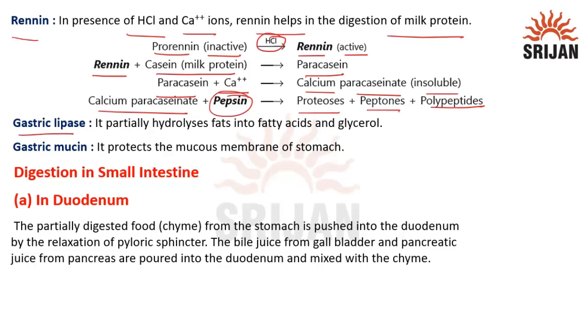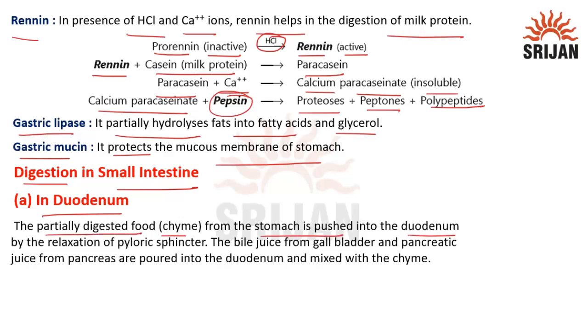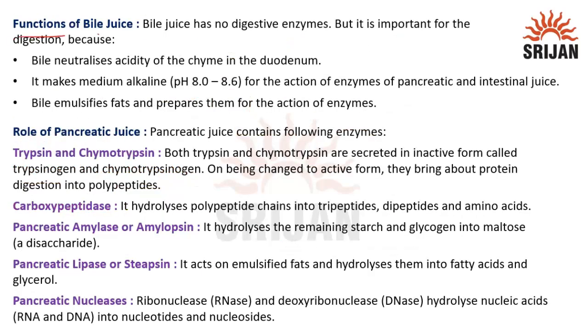Then gastric lipase partially hydrolyzes fats into fatty acids and glycerol. Then gastric mucin protects the mucous membrane of the stomach. Then digestion in the small intestine. In the duodenum, the partially digested food or chyme from the stomach is pushed into the duodenum by the relaxation of the pyloric sphincter. The bile juice from the gallbladder and the pancreatic juice from the pancreas are poured into the duodenum and mixed with chyme.